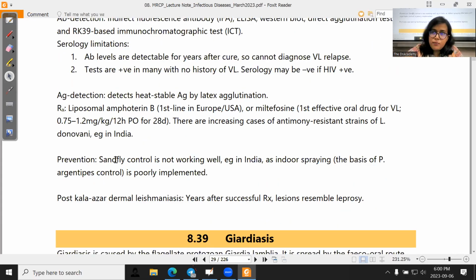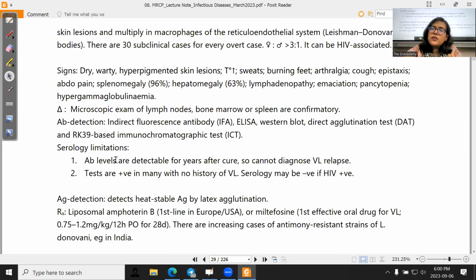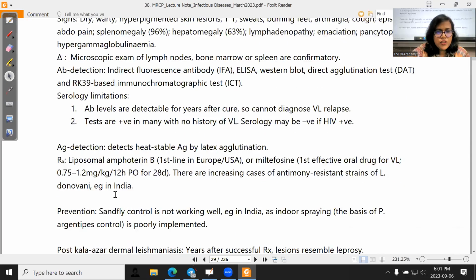Investigation for kala-azar, that is important. For investigation, you can use a rapid antigen detection test or the direct agglutination test, DAT, or the rK39 antigen test. These can be used, okay? Serology, and antigen and antibody detection.